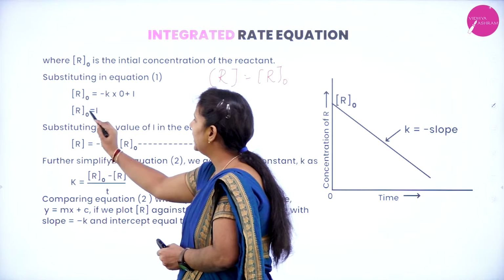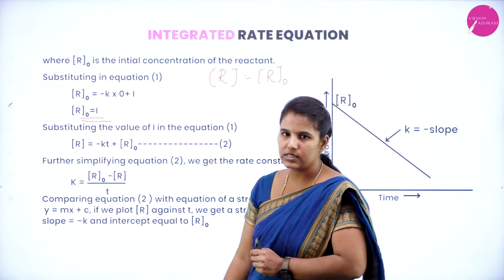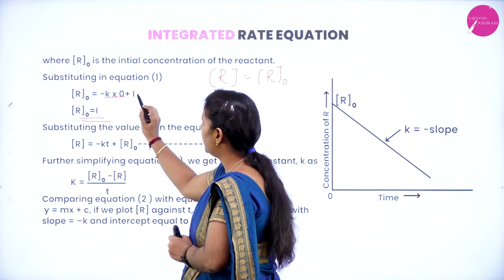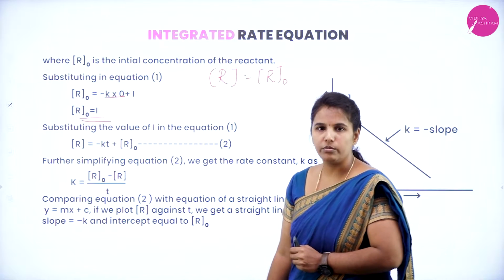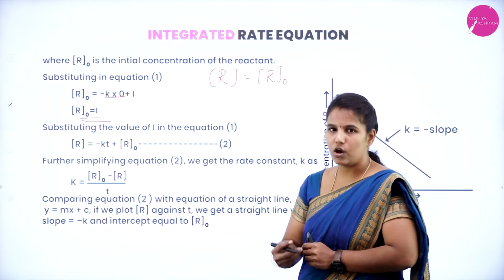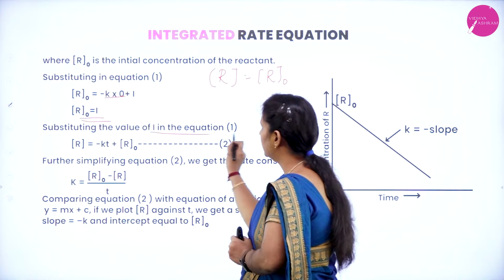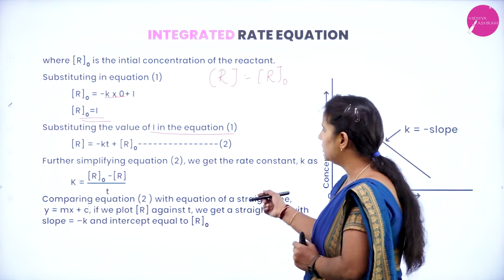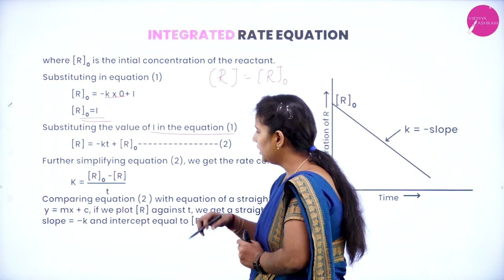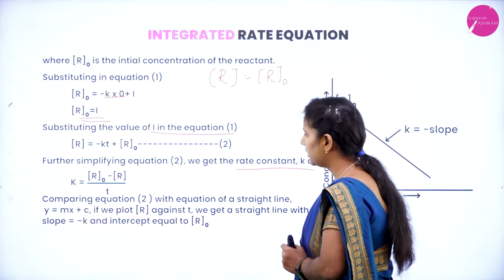Anything into 0 will become 0. So now you got that R naught is nothing but I, because K into 0 is 0 plus I. The I value will be obtained as the molar concentration of R naught. Now I have got the I value, the R naught value. By substituting the value of I in the first equation, you will get R equal to minus Kt plus R naught.